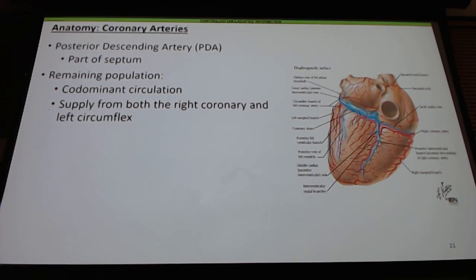And then just understanding that the posterior part of the heart is perfused by both the right coronary and the circumflex artery. So if you have an occlusion of either one of those, it could affect the function of the posterior wall.